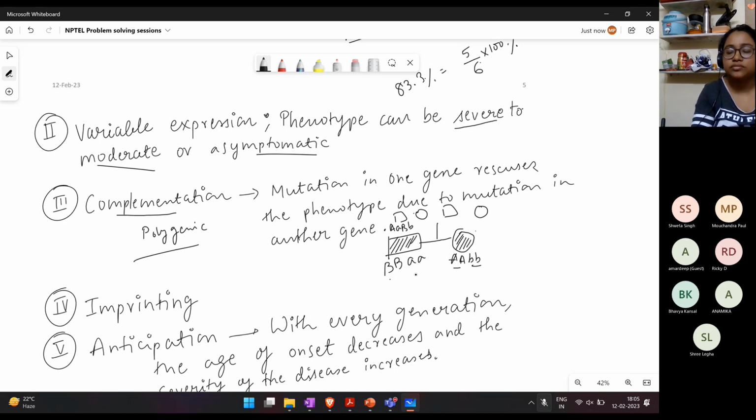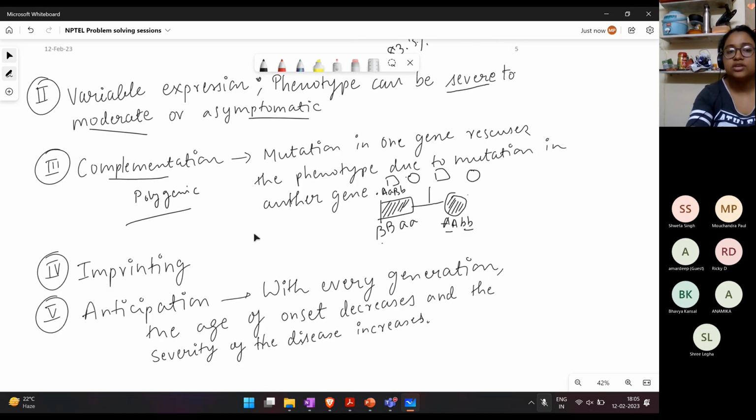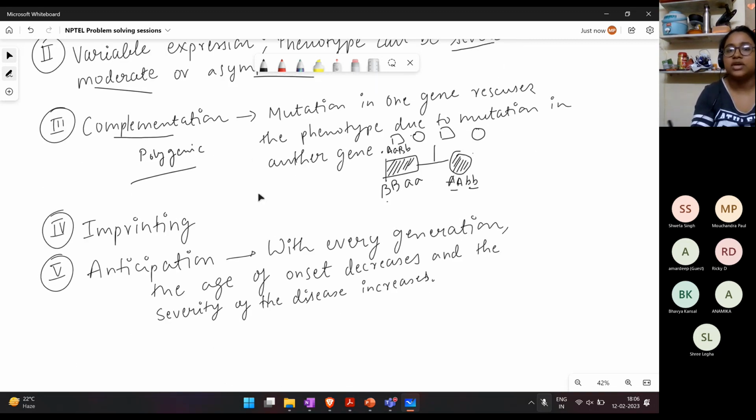So this is what is called complementation. Is it clear? Okay. If any point till now is not clear, you can unmute yourself and ask. There's no problem in doing that.